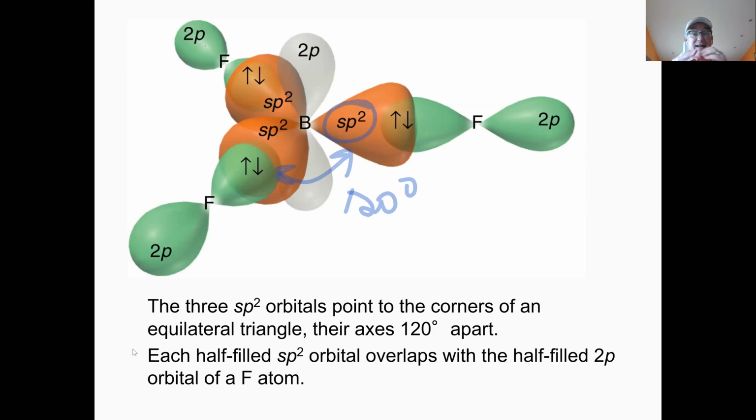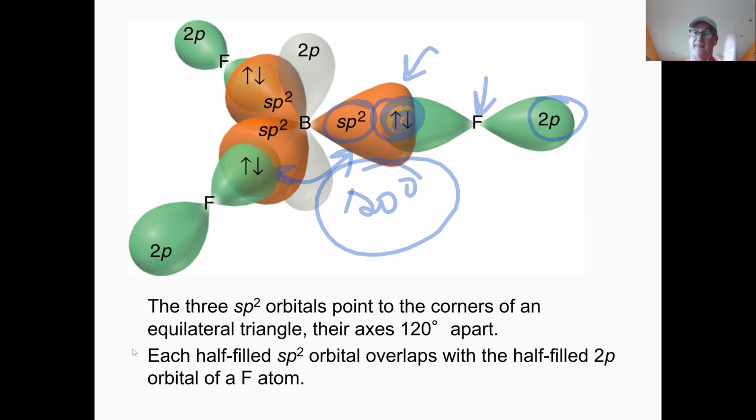So we get the same sort of shape as we did with sp, but even a little scrunched down because they're looking even a little more like p now. And so we have overlap between the 2p bonding valence electrons in fluorine, and the sp2 electron from boron. You get this overlap and you get a bond. You get a strong bond, and you get the shape you're looking for. A planar shape with 120 degrees between each one.